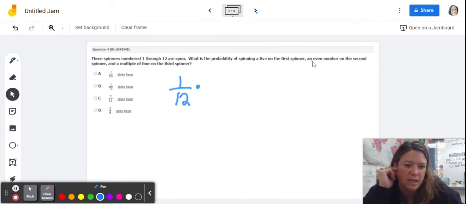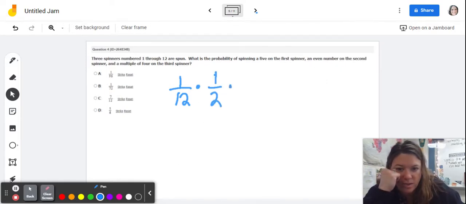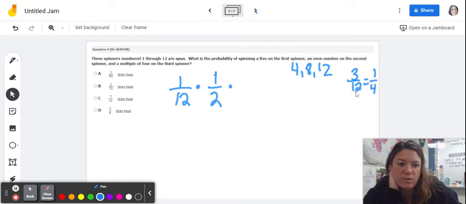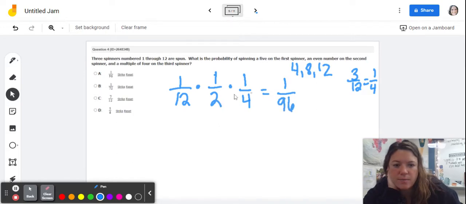The second time you spin it to get an even number would be 2, 4, 6, 8, 10, and 12, which are 6 out of 12. And 6 out of 12 simplifies to 1/2. I'm just simplifying them to multiply easier. And then a multiple of 4. So the multiples of 4 are 4, 8, 12. And that's 3 out of 12 total. And that simplifies to 1/4. So these are my 3 fractions that I'm multiplying. 1 times 1 times 1 is 1. 12 times 2 times 4 is 96.